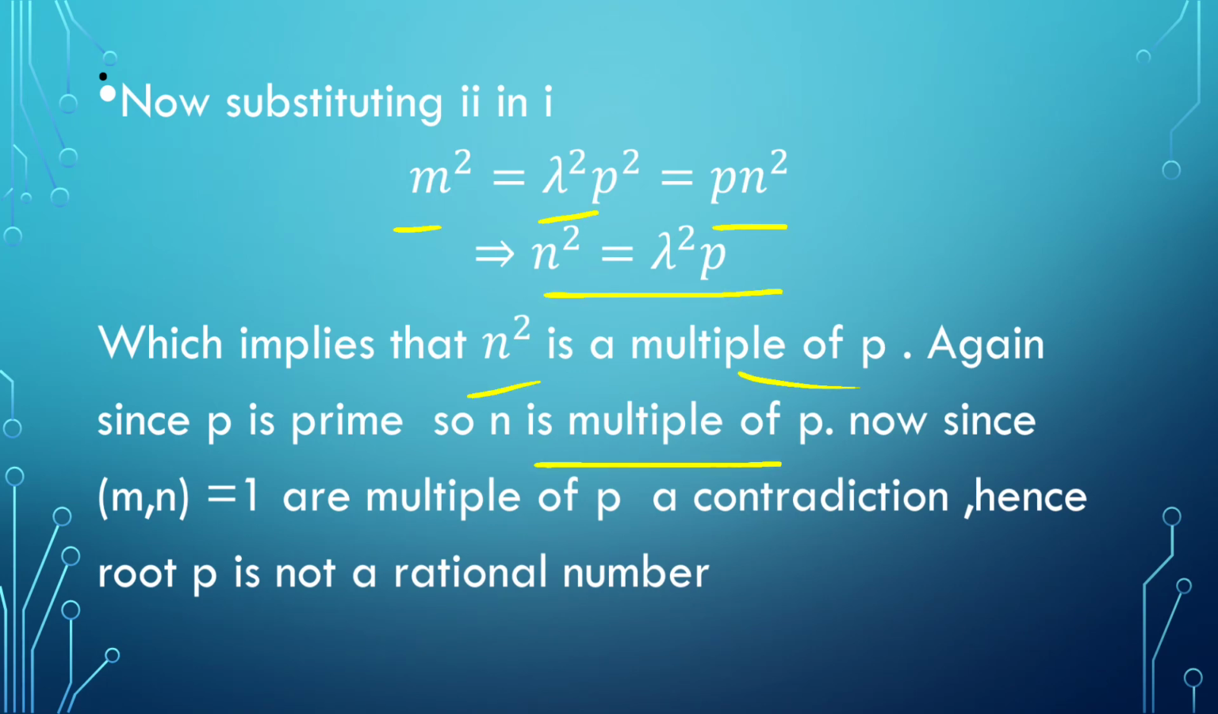But what do we know about rational numbers? They must be relatively prime, which will mean that it's not true in our case, because the two, m and n, are multiples of the prime. So that means they will not have a GCD of 1, and hence that becomes a contradiction, and therefore root of p will not be a rational number. And end of the proof.